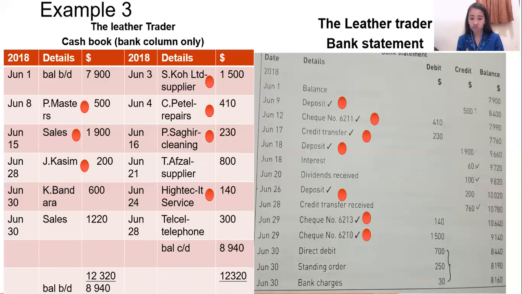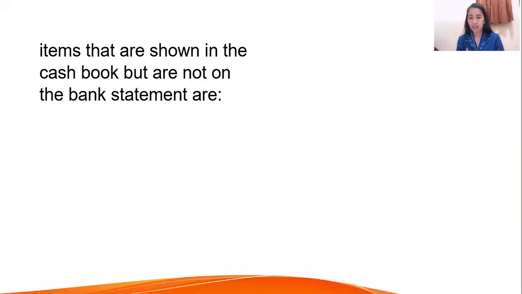So we must find out that there are transactions recorded by the cash book but not recorded by the bank statement. And there are also some transactions that are recorded by the bank statement but not recorded by the cash book. So after we check both of them, we must update our cash book.